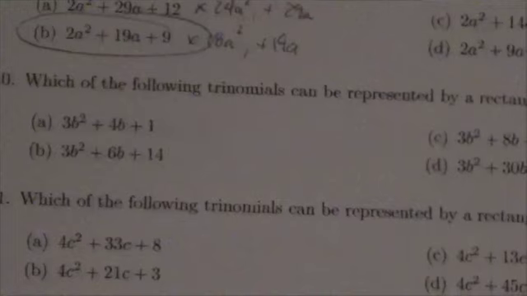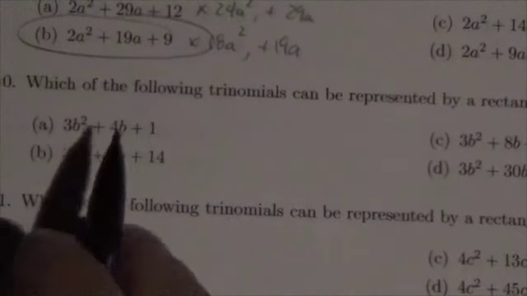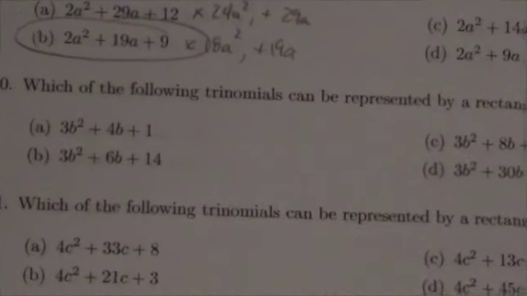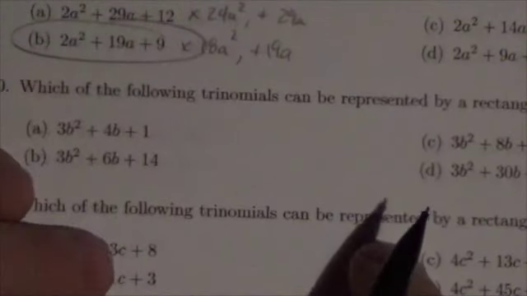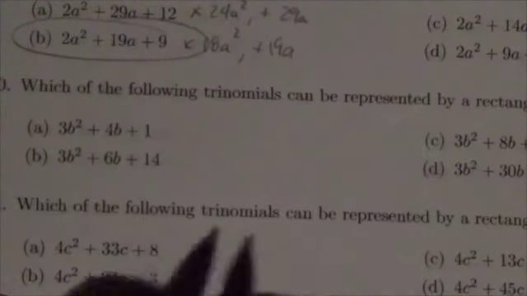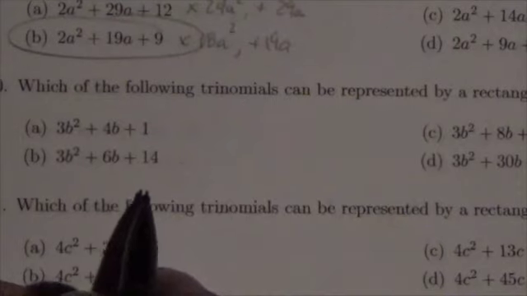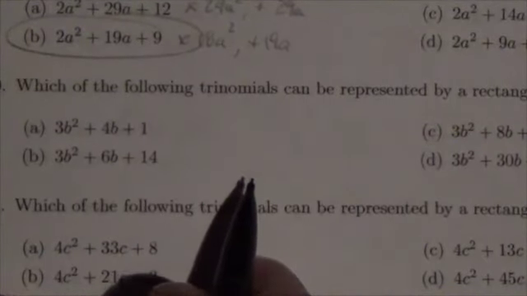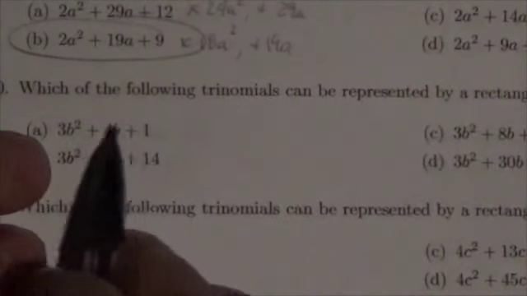Now remember again, what this is really asking for here is which of these can be factored into two binomials multiplied together, or two factors multiplied together to get the rectangle. Think about this in terms of the algebra tiles. So let's just think of our little pattern here.